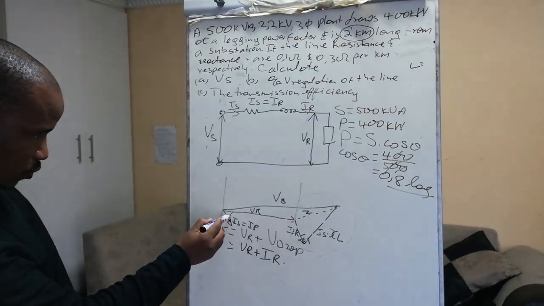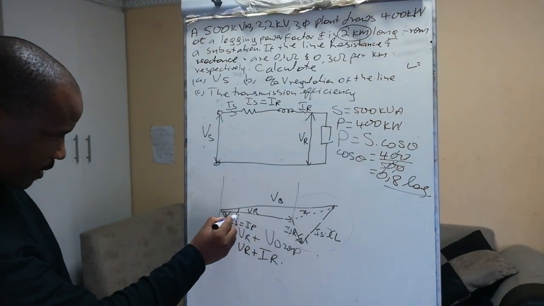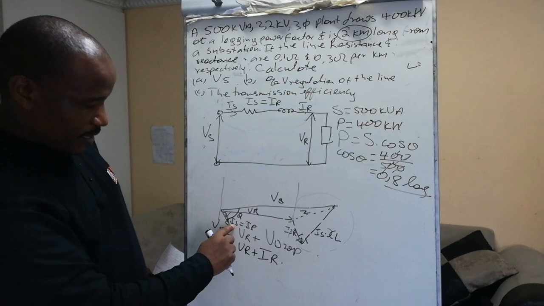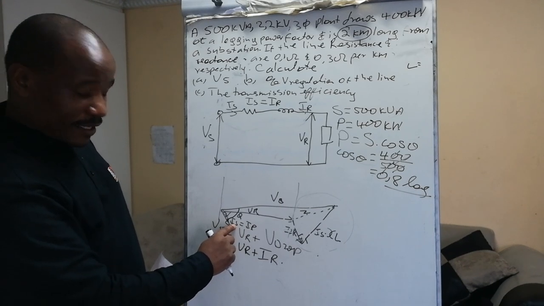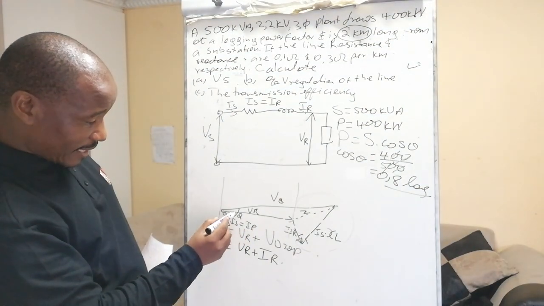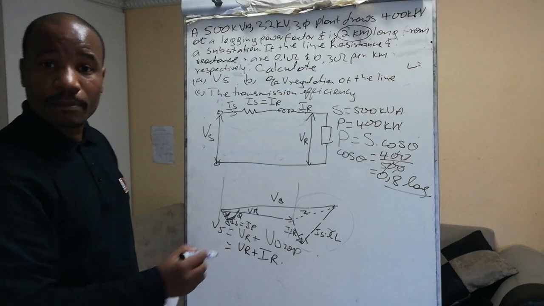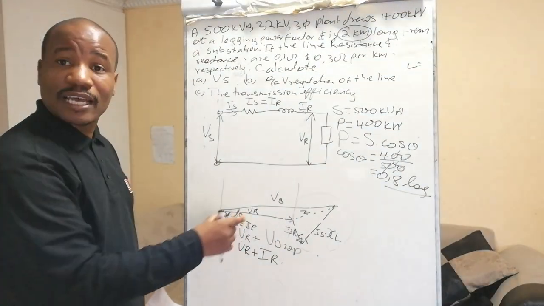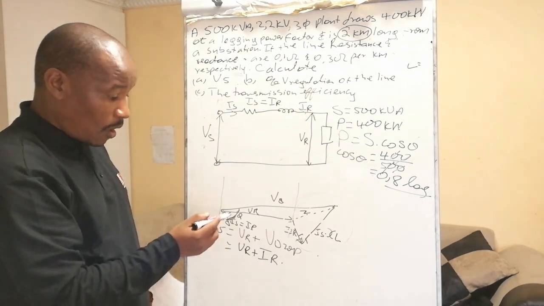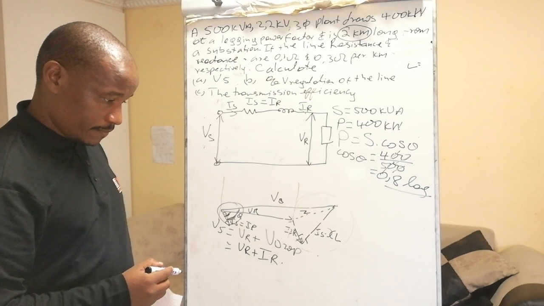But from here to here is theta R. From here to there is theta S. What does that mean? It means the sending end current is exactly the same as the receiving end current, but there is a phase shift. There is a difference in phase between the two. Their angles are not equal. That's basically what I was trying to show you regarding this sketch.